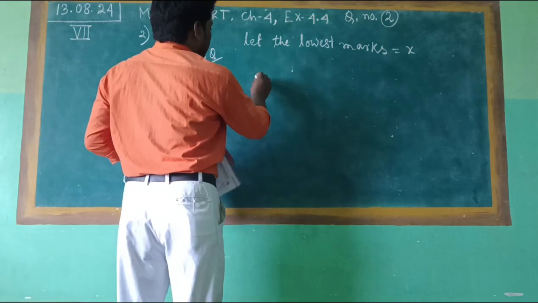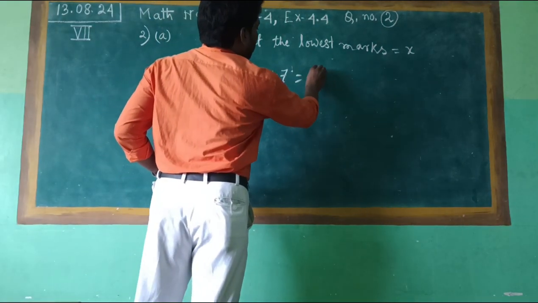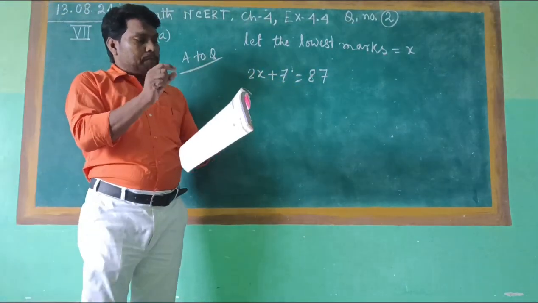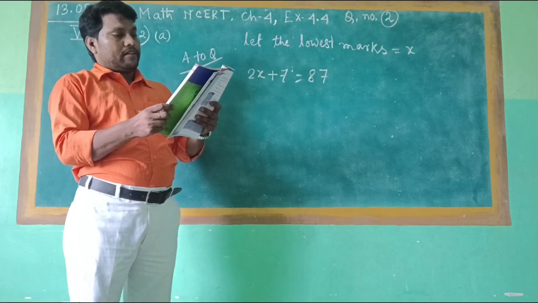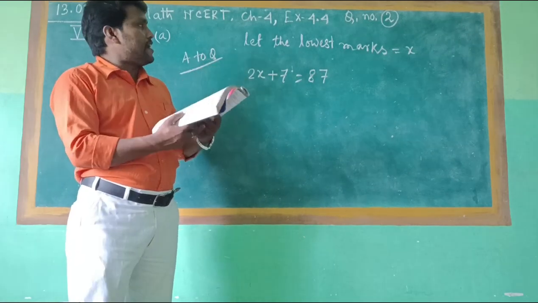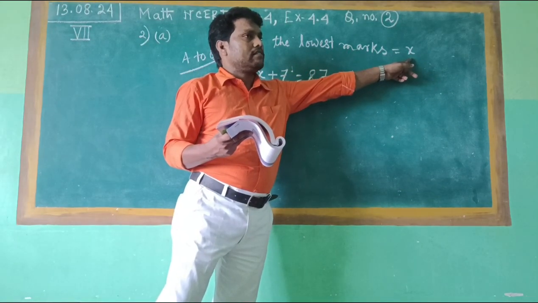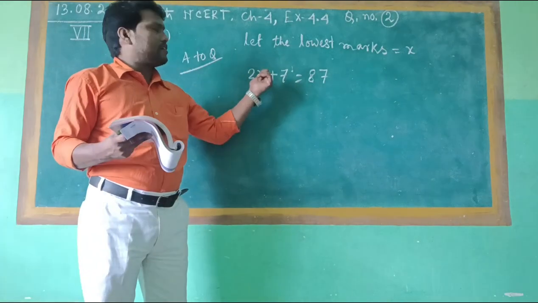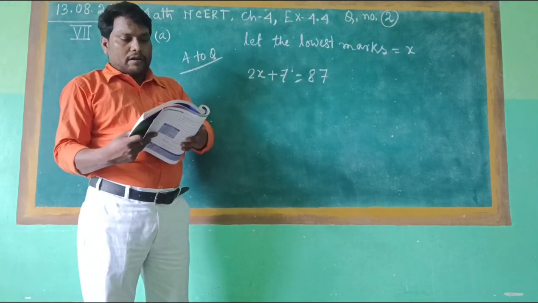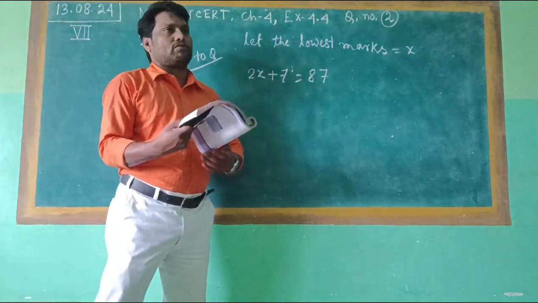So according to the question, 2x plus 7 equals 87. Read this portion very carefully. In her class is twice the lowest. Lowest is x, so twice of lowest, that means 2x, plus 7, is the greatest score.